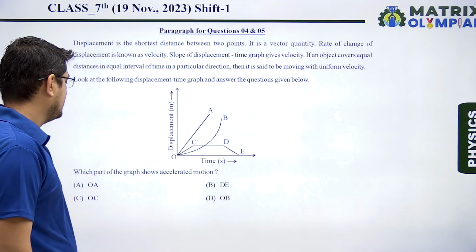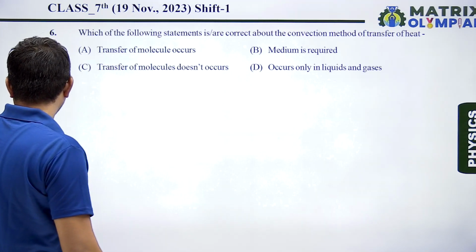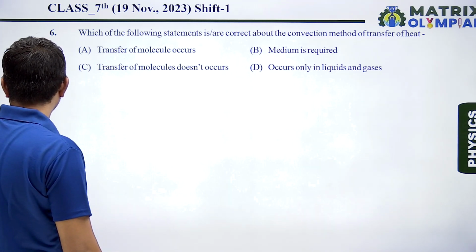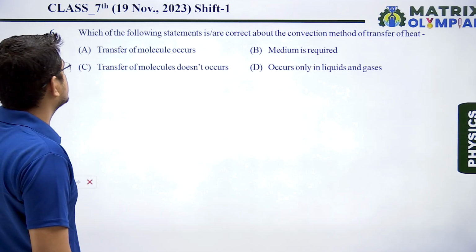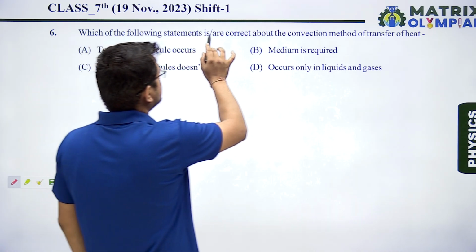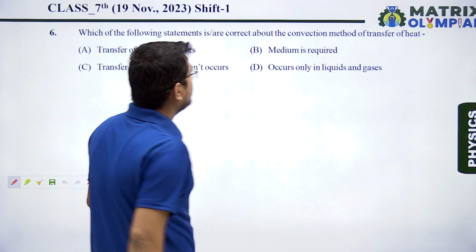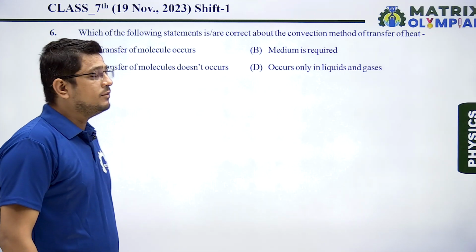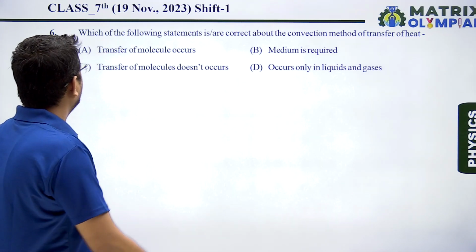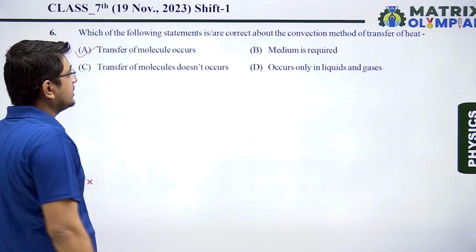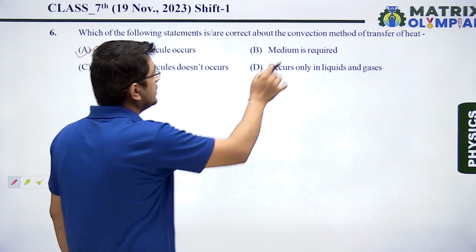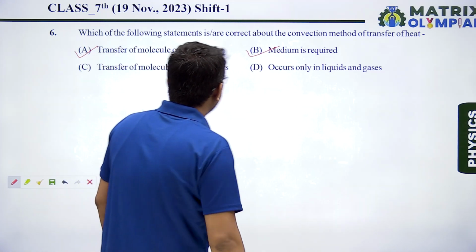Okay. Next question, question number 6, which is multiple answer type question. We may have more than one correct answer. Okay. Which of the following statement are correct about the convection method of heat? We know that in convection method there is a transfer of molecules. That means it is a correct answer. Medium is also required in convection method. That is also correct answer.